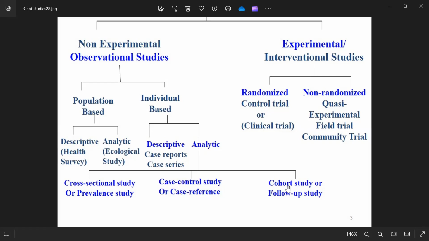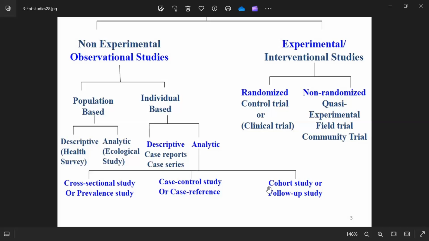Cohort studies. A cohort study is a type of observational study that follows a group of individuals over a long period to observe and analyze how certain factors or exposures affect their health. So that is what a cohort study is all about. A cohort study can be prospective or retrospective.